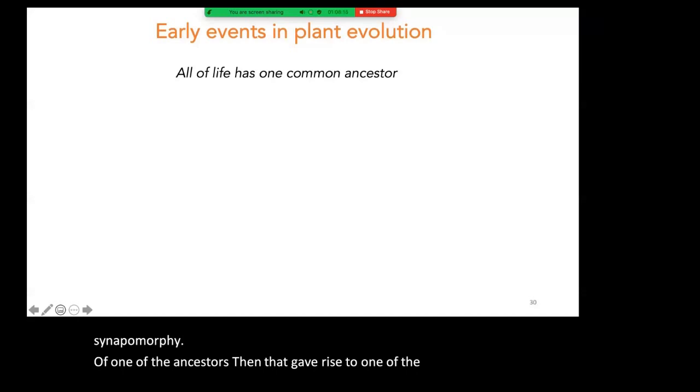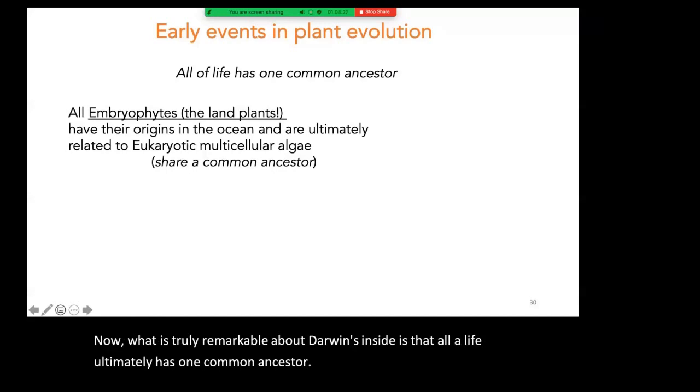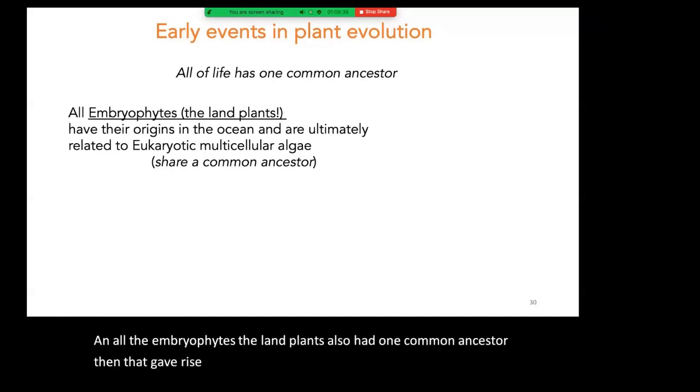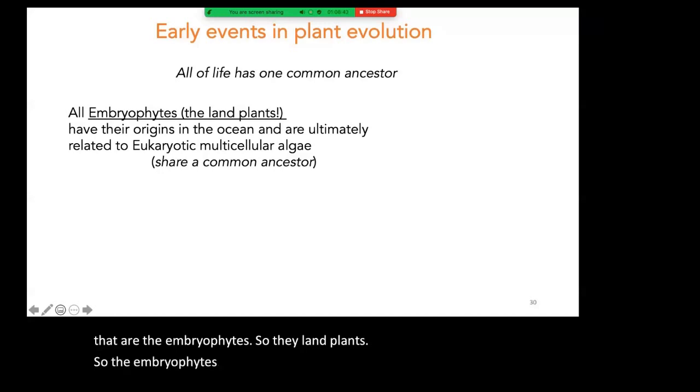Now, what is truly remarkable about Darwin's insight is that all of life ultimately has one common ancestor. And all the embryophytes, the land plants, also had one common ancestor that gave rise to the descendants of all taxa that are the embryophytes or the land plants. So the embryophytes have their origins in the ocean, aquatic environments, and they're ultimately related to eukaryotic multicellular algae.